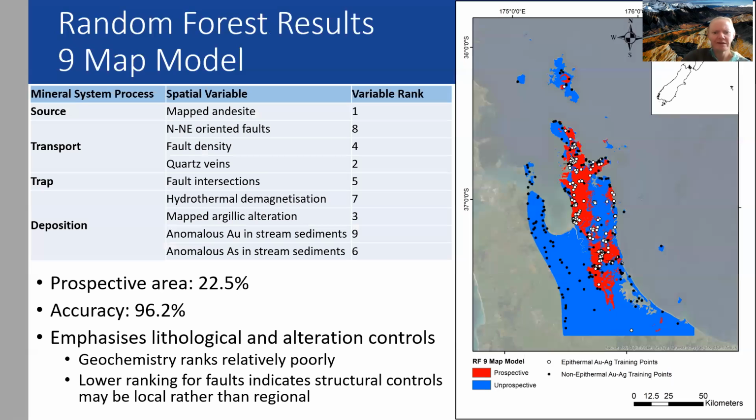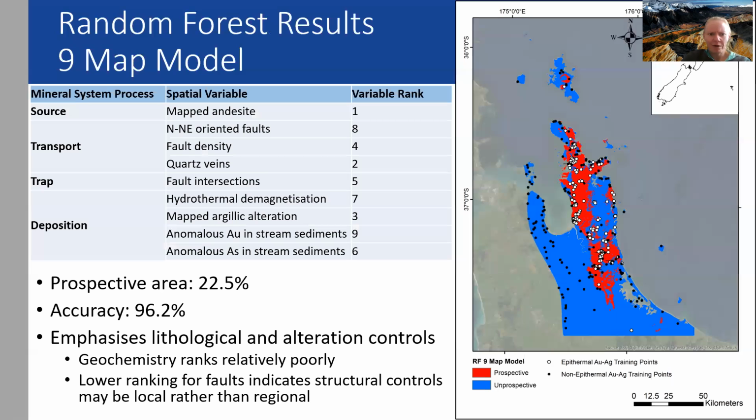So again, the variable ranks here are based on a statistic called variable importance, which comes out of training the random forest model. We can see that the prospective area here is about 22%, which is quite a bit higher than the 16% that we got for the weights of evidence model. And its accuracy, so how well does it predict our validation data? We get an accuracy of 96% compared to the 90% or so that we got for the weights of evidence.